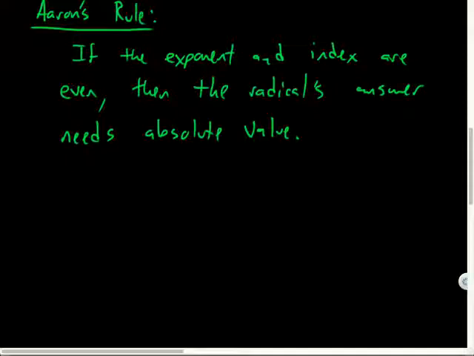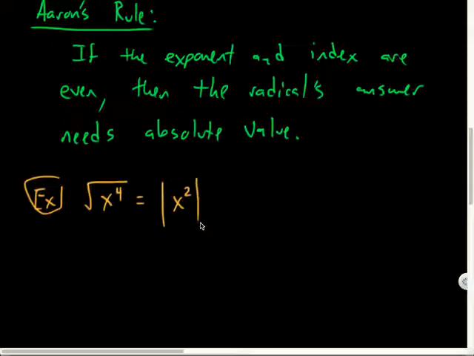So let's consider that for a couple examples. What if I've got the square root of x to the fourth? What would that simplify to? Square root and a fourth power. It'd be x squared in absolute value. And because this is even, the little invisible 2 was hiding there, and this was even, Aaron's rule applies and absolute value shows up. Right?